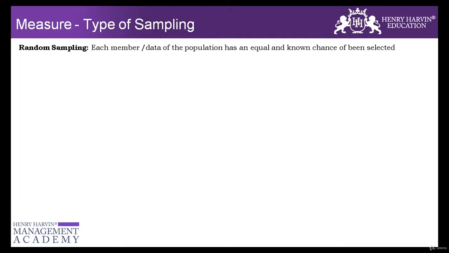Okay, so that is what sampling is. That's why sampling is required. Now we will talk about different types of sampling. So I was talking about random sampling.